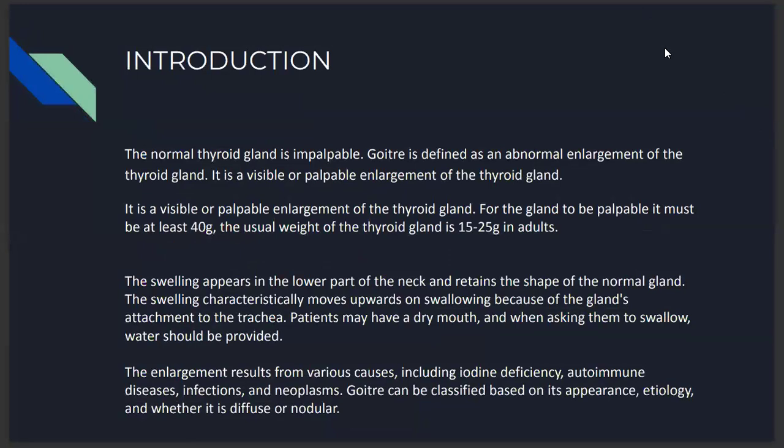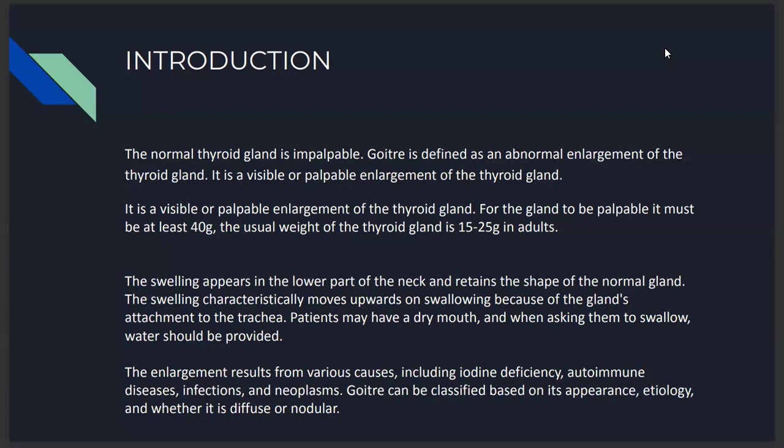The normal thyroid gland is impalpable. A goiter is defined as an abnormal enlargement of the thyroid gland. It is a visible or palpable enlargement of the thyroid gland. For the gland to be palpable, it must be at least 40 grams. The usual weight of the thyroid gland is 15 to 25 grams in adults.